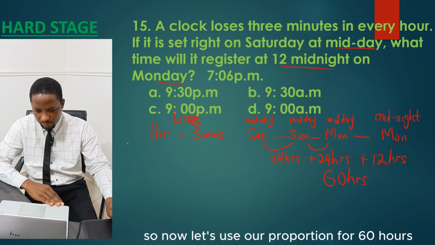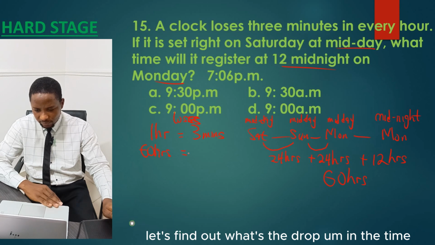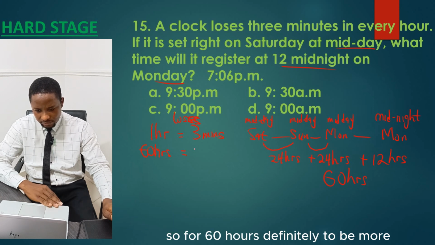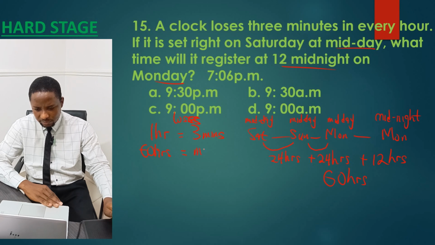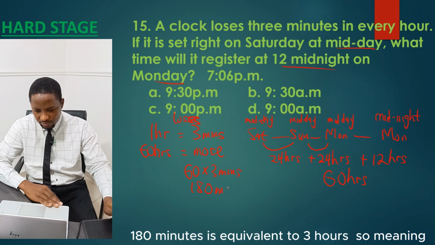So now let's use our proportion for 60 hours. Let's find out what the drop in the time is. So for 60 hours, definitely it will be more. And that is 60 divided by 1 times 3 minutes. So when you multiply this, you have 180 minutes. And 180 minutes is equivalent to 3 hours.